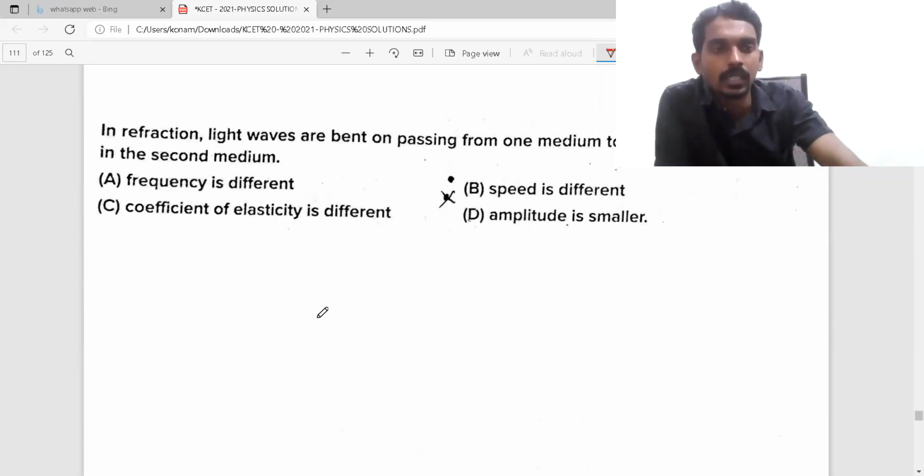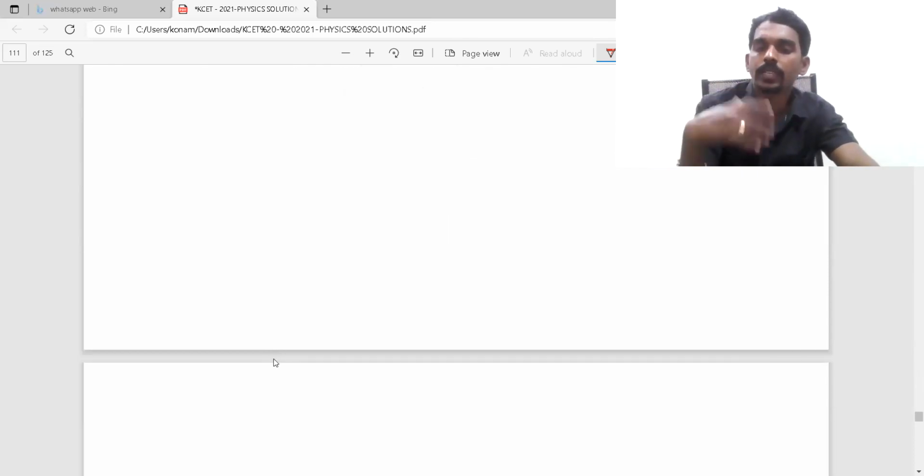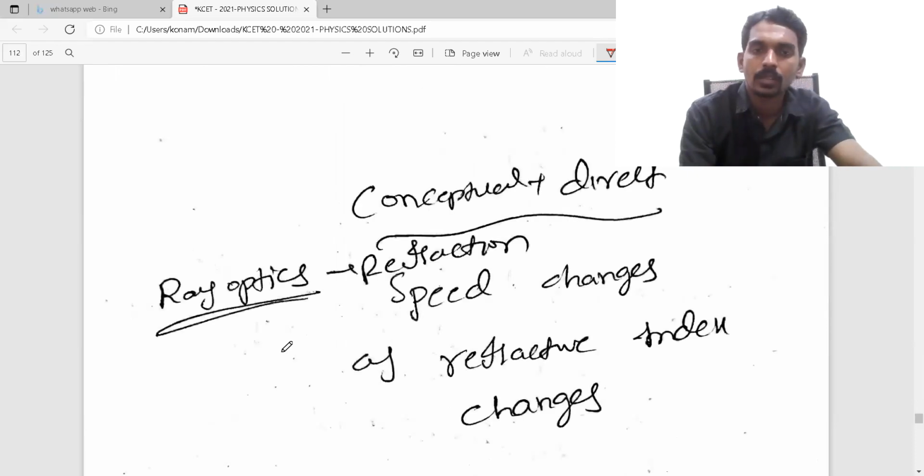the optics part. In refraction, light waves are bent on passing from one medium to a second medium, because in the second medium the speed changes as the refractive index changes, so they change their path. They decide to pass through a particular path so that it gets adjusted to the particular speed.